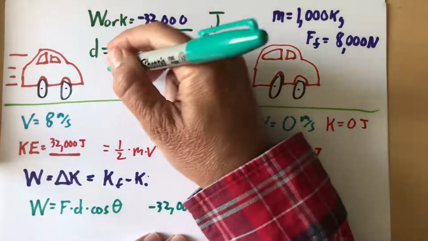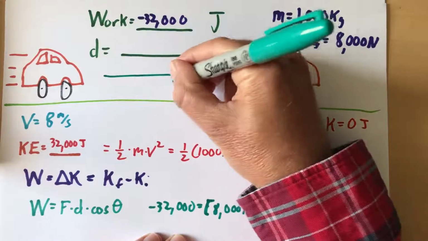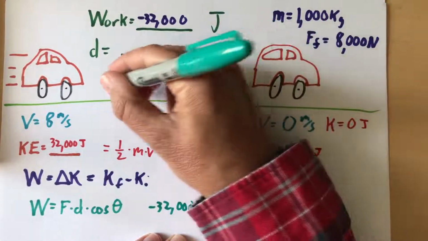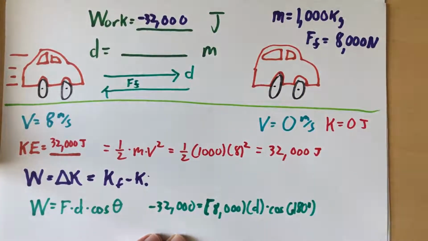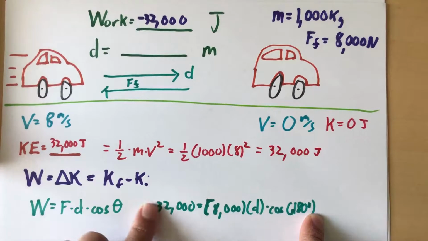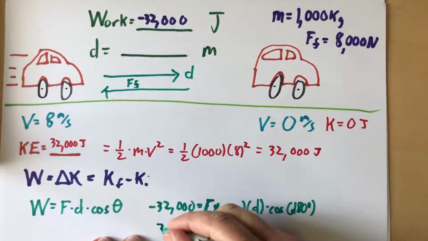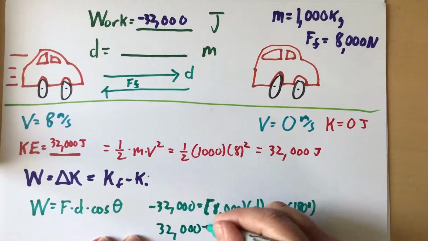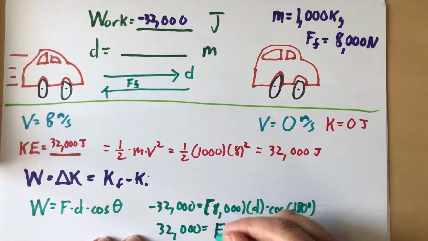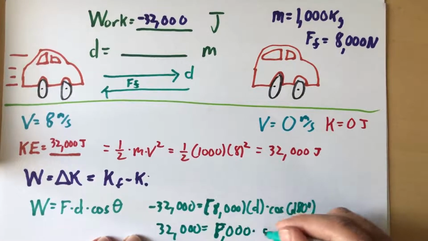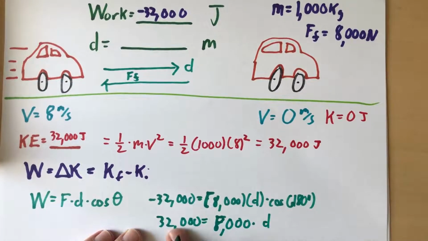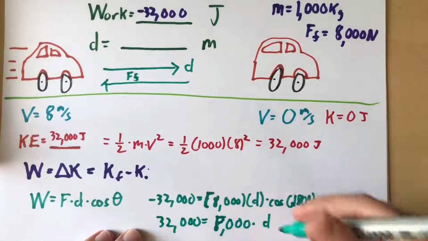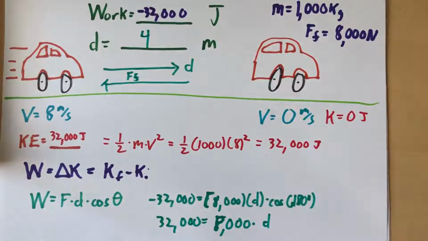How do we know that? Well, it would have moved this way. That's the distance, but the force of friction would have been back this way. So there's 180 degrees between them. That makes the cosine of 180 degrees just -1, and that will cancel that negative. So we wind up with 32,000 is equal to 8,000, sorry, I keep writing F, times a distance. So if we solve for that distance there, we get 32,000 divided by 8,000, then that distance is just 4 meters.